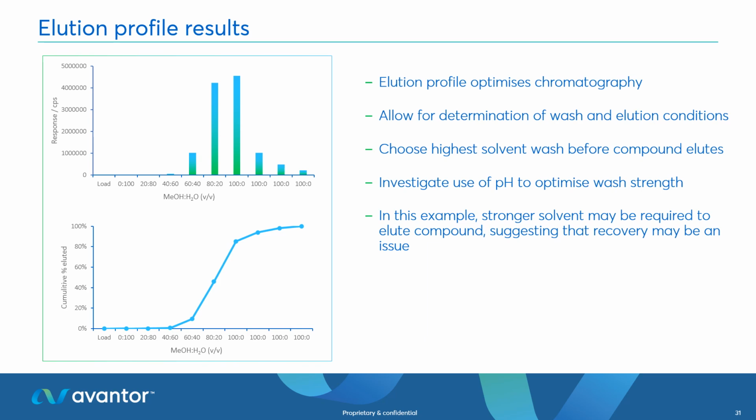So in terms of choosing what the wash solvent would be, in this case we could probably get away with a 40% methanol wash. In terms of the elution in this case, it has to be 100%. But what this chart is telling me is that actually we may need to do multiple elutions or use a stronger solvent in order to elute that compound off the cartridge.